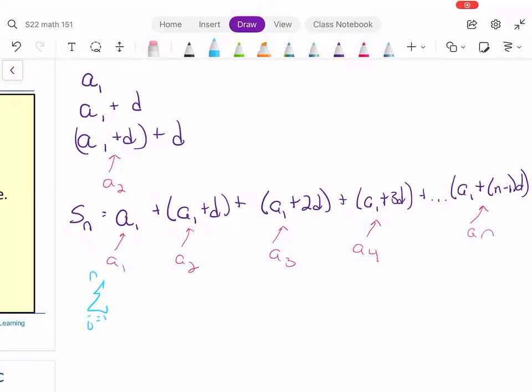going from i equals 1 to n of a sub 1 plus i minus 1 times d, which we can then separate out into the summation from i equals 1 to n of a sub 1 plus the summation from i equals 1 to n of i minus 1 times d. Notice that as we keep getting larger and larger values of n, s sub n is going to continue to grow. Notice a sub 1 itself is going to be added n times.